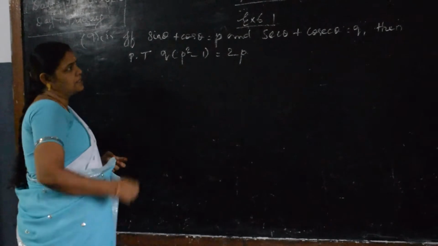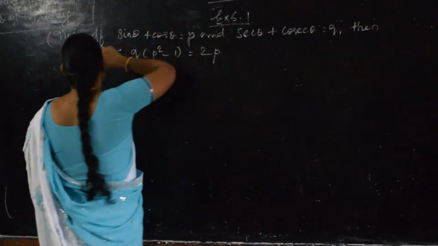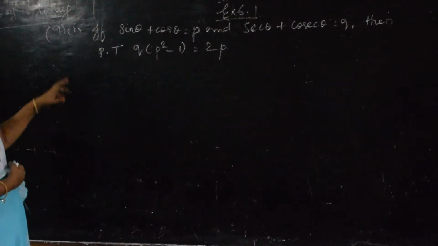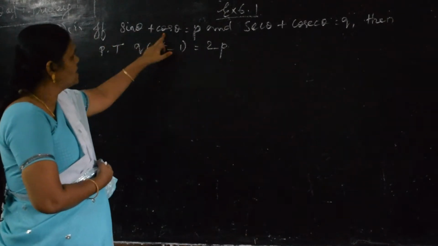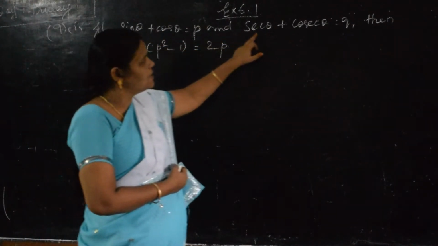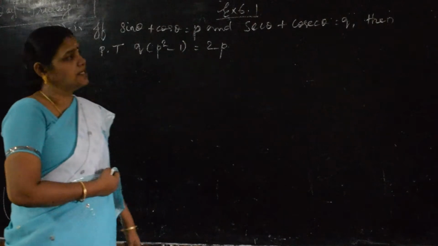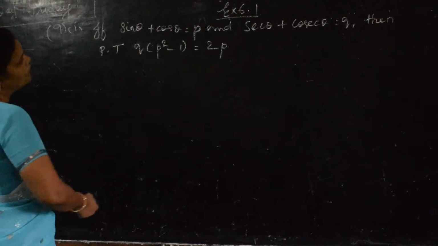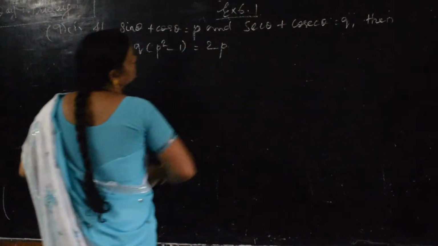We are going to see exercise 6.1, the first problem. So what is given in the problem? Sin theta plus cos theta is equal to P, and secant theta plus cosecant theta is equal to Q. First we will consider this one.